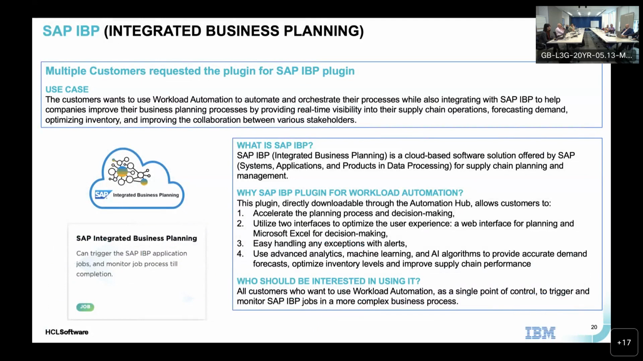The same goes for Integrated Business Planning, IBP. It's a cloud-based software solution to manage supply chain planning, basically. So with this plugin for workload automation, it's possible to accelerate the planning process and decision making. It uses 2 different interfaces to optimize the user experience. You can use the web interface for planning and Microsoft Excel for decision making.